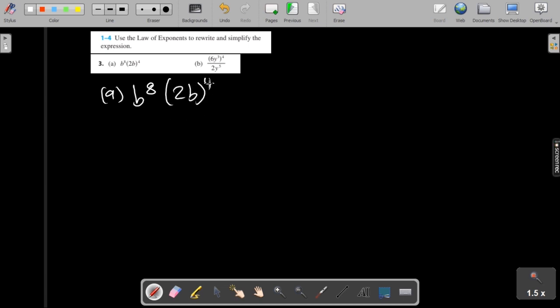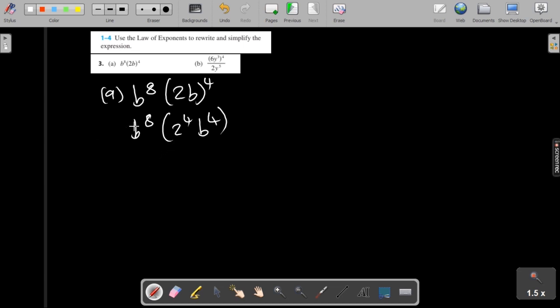Here we're allowed to distribute the power 4 because we don't have a plus. Remember, if you have a plus, you're not allowed to do this. But if you have multiplication or division, just like we do here, you're allowed to distribute that power. So this will give us 2 to the power 4, b to the power 4.